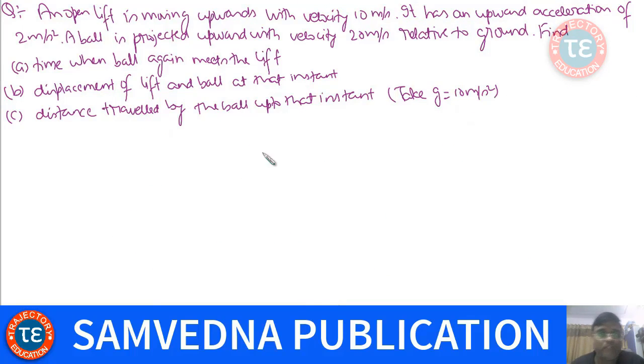Okay, let's move to the next question. An open lift is moving upward with a velocity of 10 meter per second. It has an upward acceleration of 2 meter per second square. A ball is projected upward with a velocity of 20 meter per second relative to the ground.